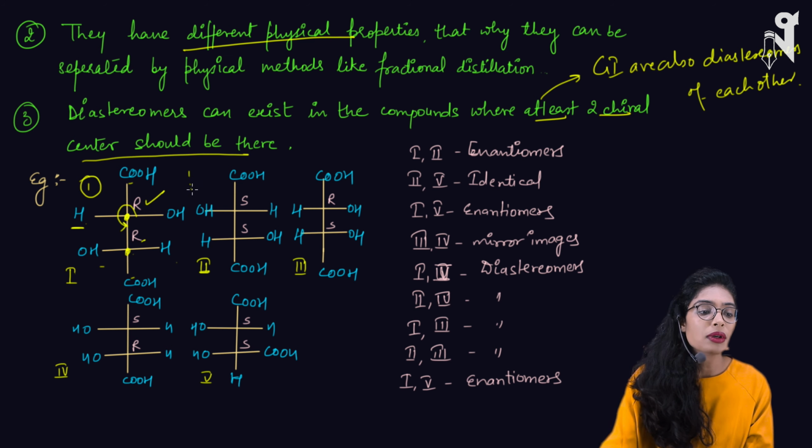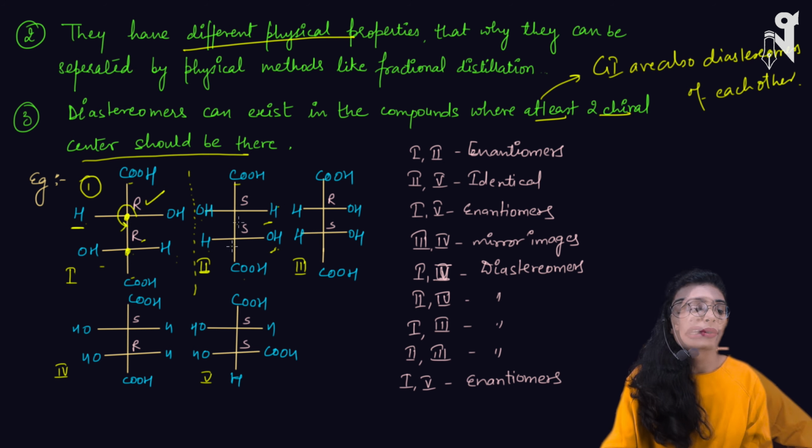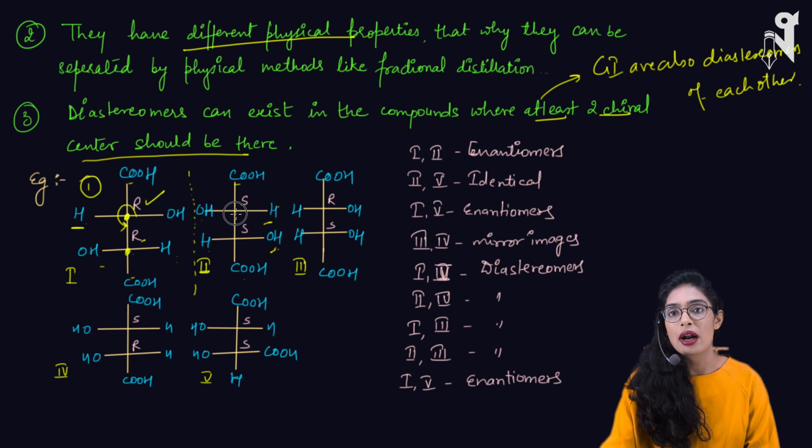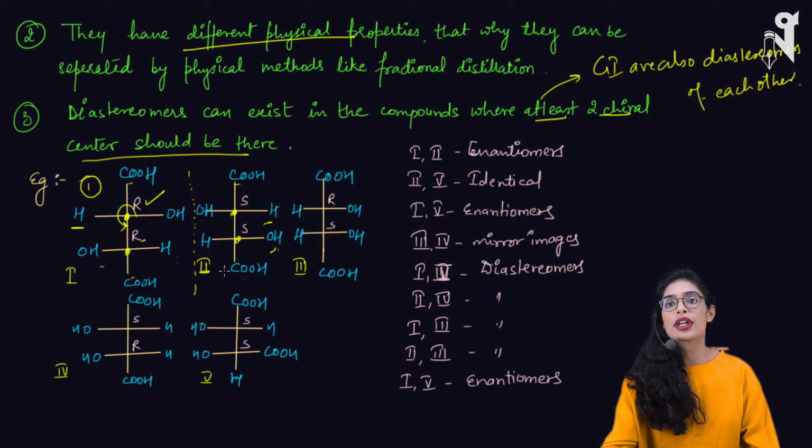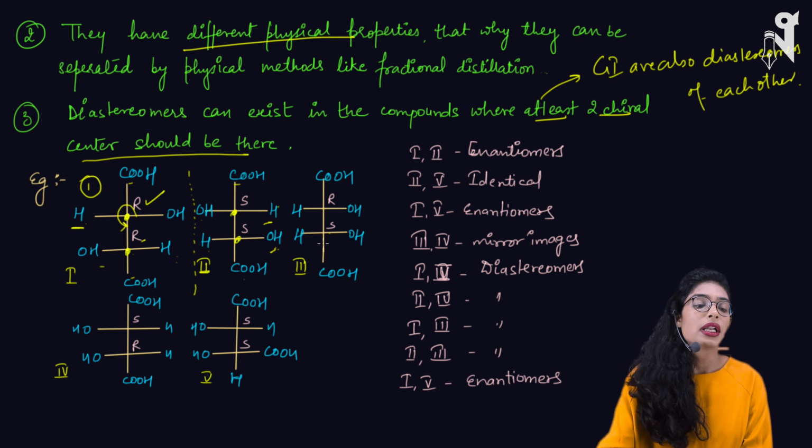Look at the second compound. The second compound is absolutely the mirror image of the first one. So OH here, hydrogen there, and OH here. That's how it is in CHO and CHO. And you can see the configuration also is completely opposite. In the previous one, both the chiral centers were R,R, whereas here the two chiral carbons are S,S. So the configuration is completely opposite. Right? Now look at the third one.